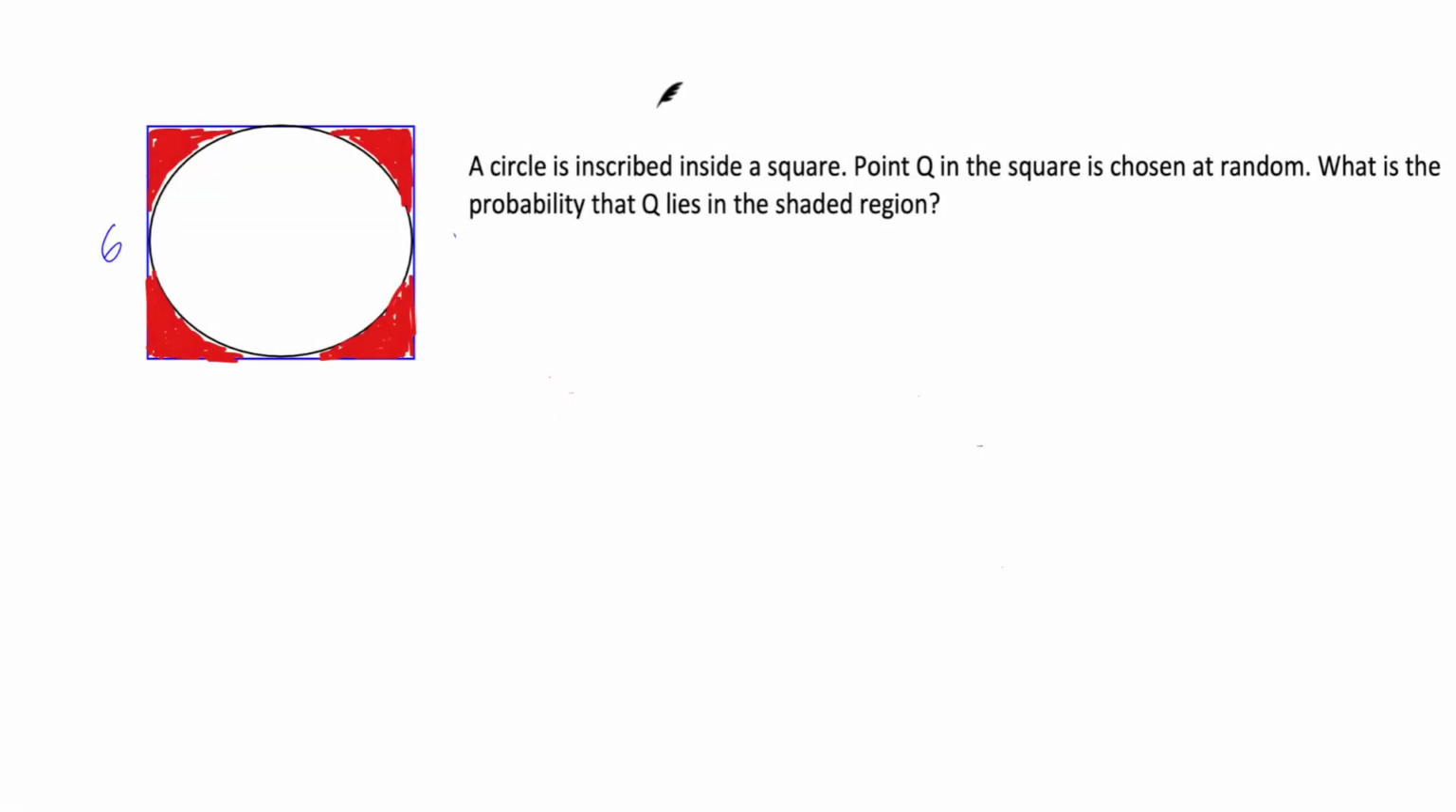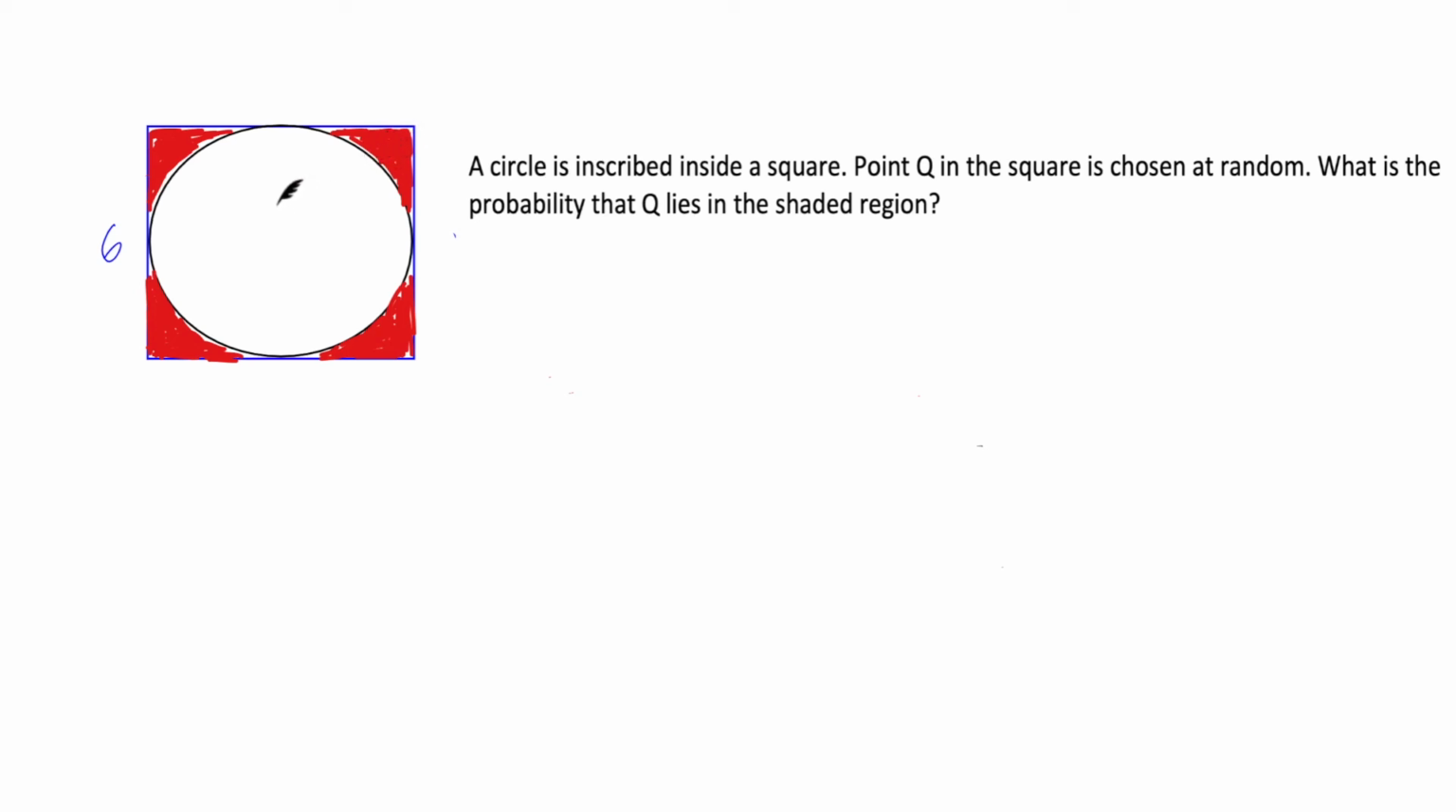Next question, and I'm sorry about this messy picture because I've drawn it myself. A circle is inscribed inside a square. Point Q in the square is chosen at random. What is the probability that Q lies in the shaded region? So let's evaluate the figure first. We have a square, we have a circle. How can we calculate the area of the shaded region?